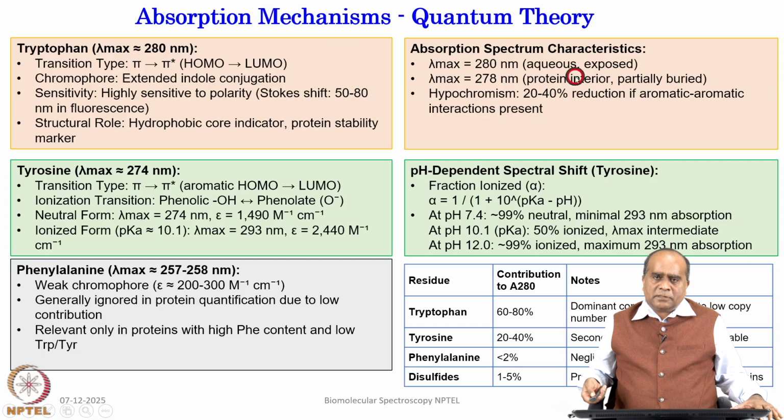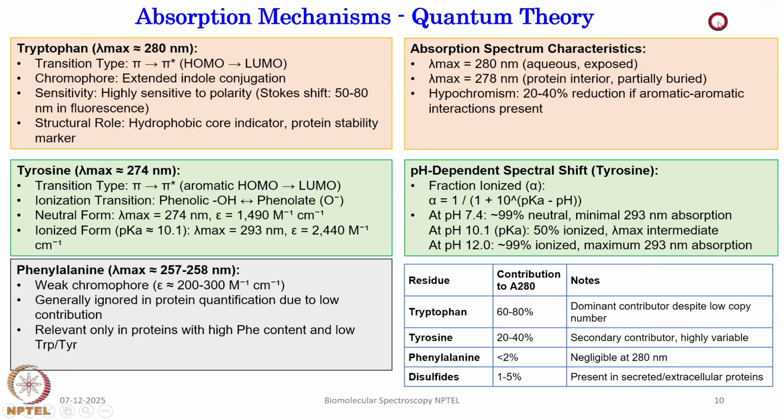Now, what are the absorption spectrum characteristics? Lambda max 278 for aqueous or exposed, and 278 also coming from the protein interior, that is partially buried, and hypochromicity we can find, a 20 to 40% reduction because of aromatic interaction. Tyrosine, as we saw, is pH dependent, right. So, OH to O minus. The fraction ionized: at 7.4, 99% is neutral, at 10, 50% is ionized, and at 12, 99% is ionized.